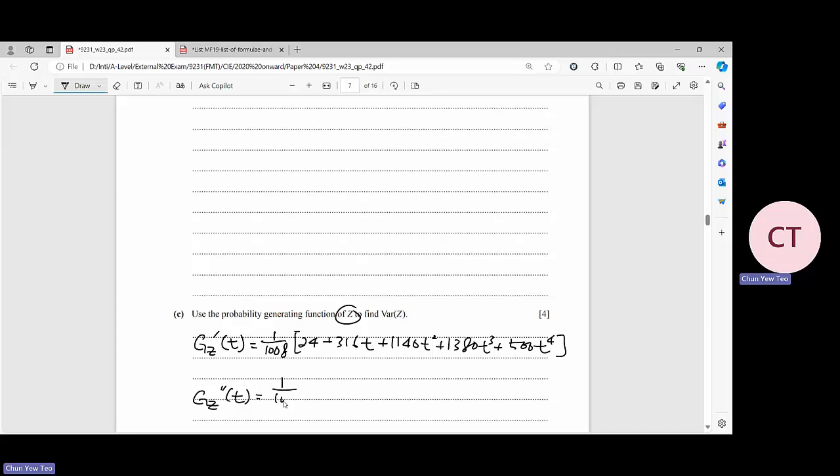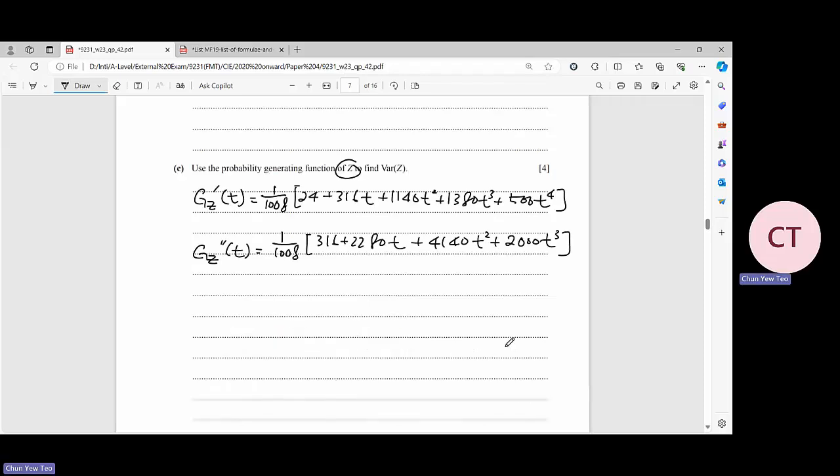And if you differentiate one more time, 316 plus 2x0t, 22x0, 4140t squared and 2000t cubed. Okay.